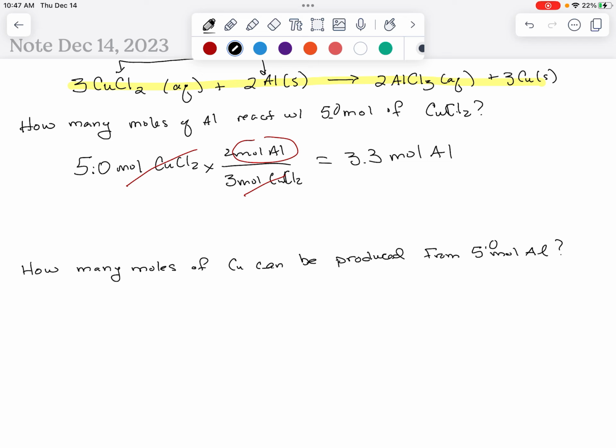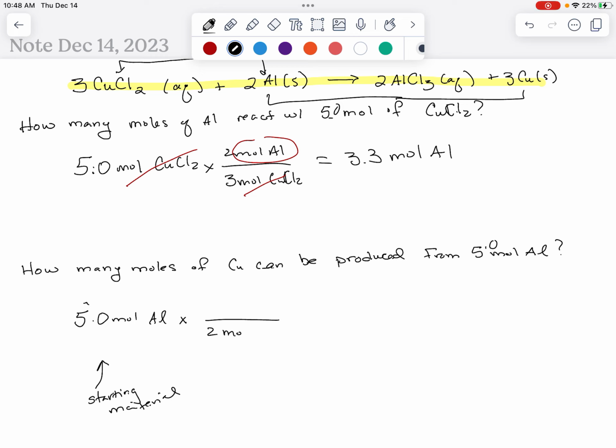And again, now we're going from aluminum to copper, and we will need the mole to mole ratio. So I'm going to start with what I have, which is 5.0 moles of aluminum. And now I'm going to use my mole to mole ratio. This is my starting material. And I need to cancel moles of aluminum, so I'm going to put 2 moles of aluminum on the bottom. And I'm going to copper, so I'll put 3 moles of copper on top.